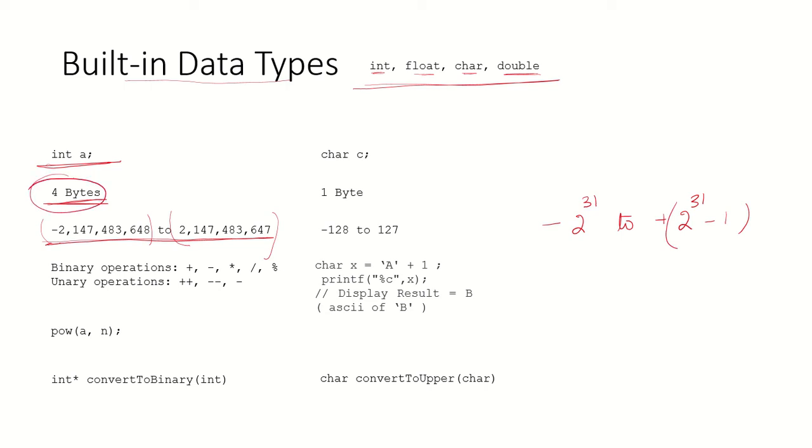What are the operations that can be performed on int? We know that on int we can perform certain binary operations like plus, minus, multiplication, division, modulus. We also know that there are certain unary operations that can be performed like these. These operations that can be performed on int are predefined in that programming language.